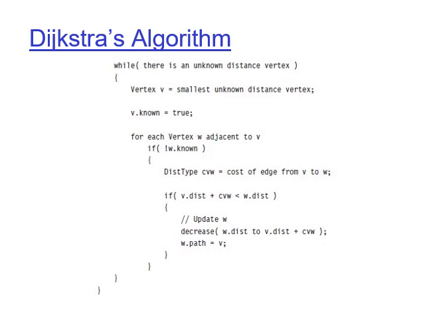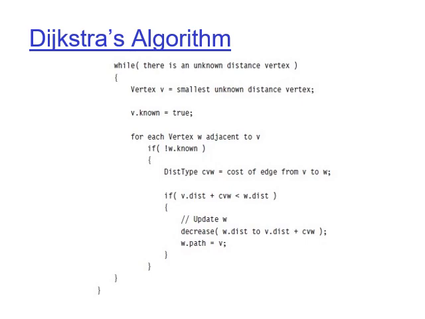So for each vertex W adjacent to V, if W is not known, we will carry out the following instructions for all those neighbors of V which are currently not known. Those who are known, we won't do anything on them. No work will be done on them.